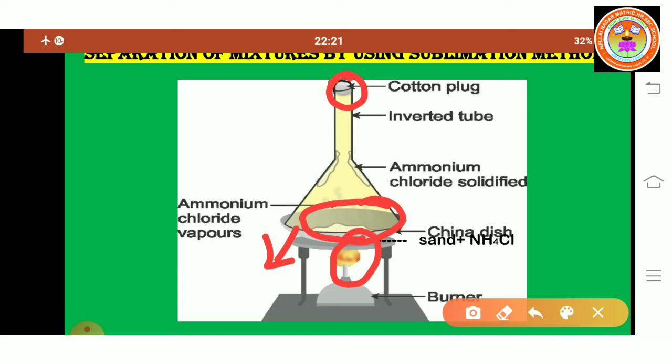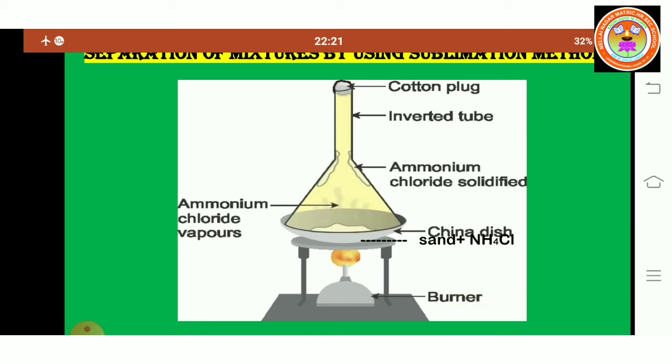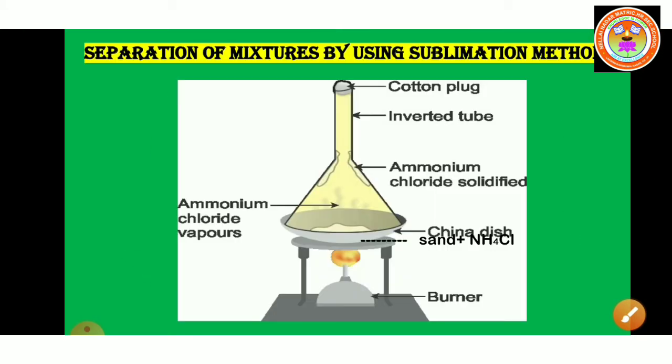Observe the changes. We observe white vapors of ammonium chloride evaporate and the sand remains in the china dish. Cool the mixture. The white vapors of ammonium chloride will condense on the inner sides of the funnel. Now, we can collect the solidified ammonium chloride from the funnel. Sand remains in the china dish only. So children, from this method, we can easily separate ammonium chloride from sand.